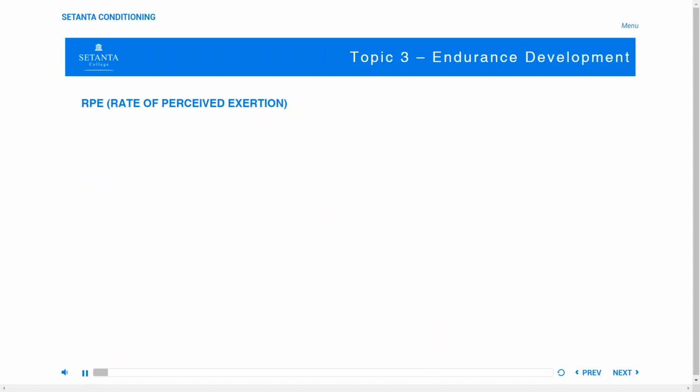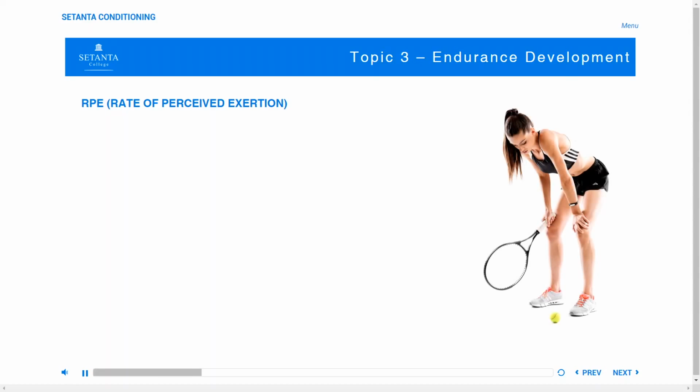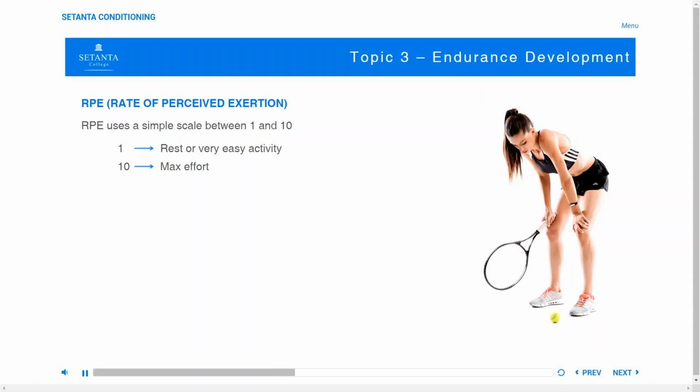RPE. Tracking heart rate may not be an option for all individuals, as it requires a monitoring device. Using an RPE scale is a cheap and easy alternative to quantifying the intensity you're exercising at. RPE uses a simple scale between 1 and 10, 1 being rest or very easy activity such as walking, and 10 being maximal effort. When using an RPE scale, you will rate how hard you are currently working on the scale between 1 and 10.